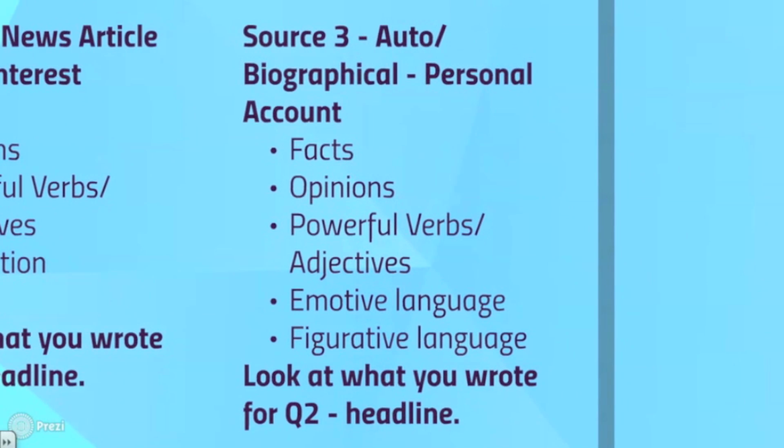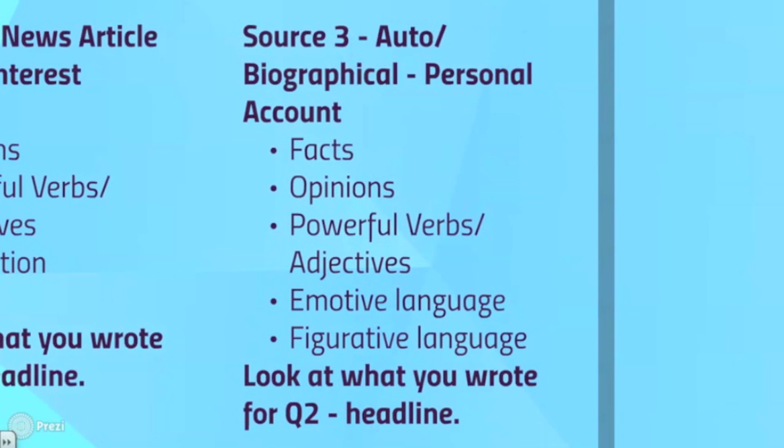We also know that source 3 is going to be either an autobiographical or a biographical account. It's a personal account of a journey, whether that's a physical or emotional journey. Now we know that there will be facts and opinions in there about how this person feels or what they've done, where they've been. And we also know that there are going to be powerful verbs and adjectives to describe that journey. There might be emotive language within there and there might be figurative language in there, such as similes and metaphors.